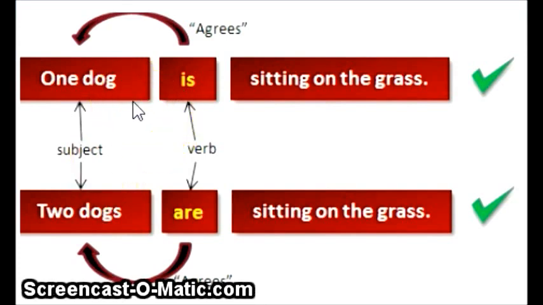Each of these subjects is followed by a verb. On the first one, we have is, which is the singular form of the verb to be, and in the other one, we have are, which is the plural form of the verb to be. This is always like this.